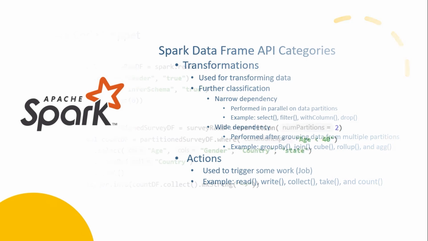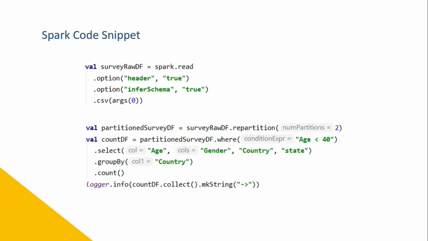runs your code. Here is a super simple Spark application code snippet. What am I doing here? I am reading a CSV file and also inferring the schema. I created an initial data frame and named it survey.df, right? The initial survey.df comes from reading a CSV file and inferring the schema. Make sense? Then I'm repartitioning the survey.df and creating a new data frame. This new data frame is named partitioned survey.df, right? I repartitioned it to make sure that I have two internal data partitions. And you should also know that the repartition is a wide dependency transformation, correct?